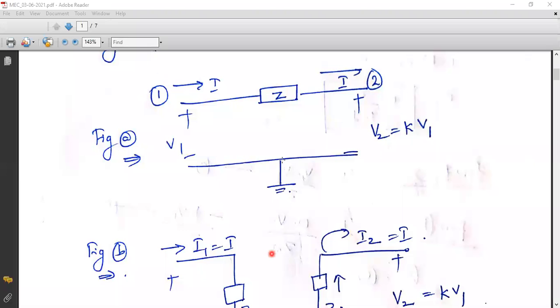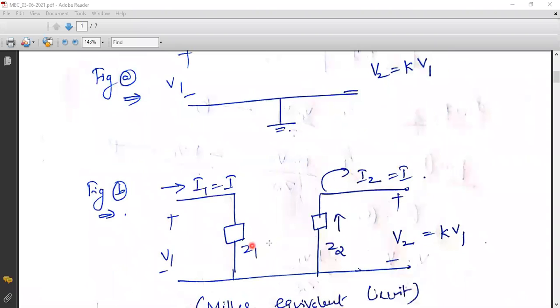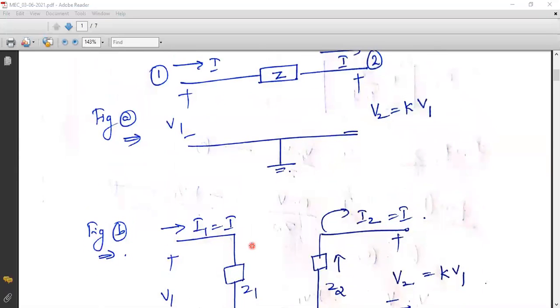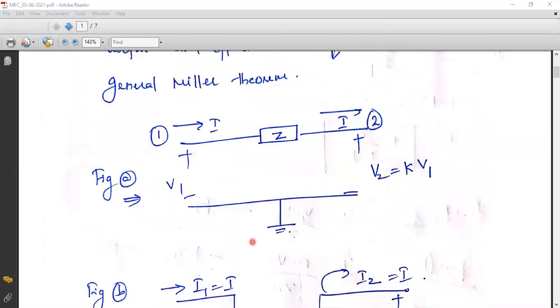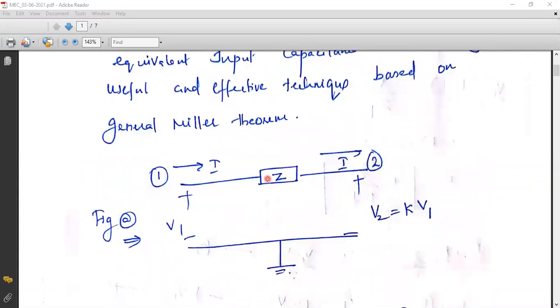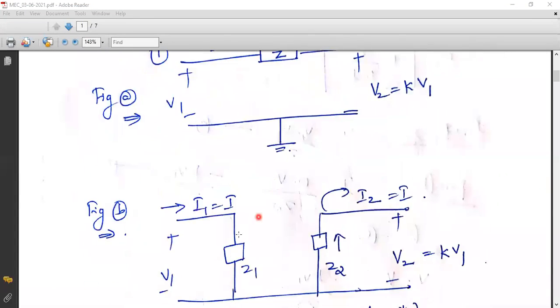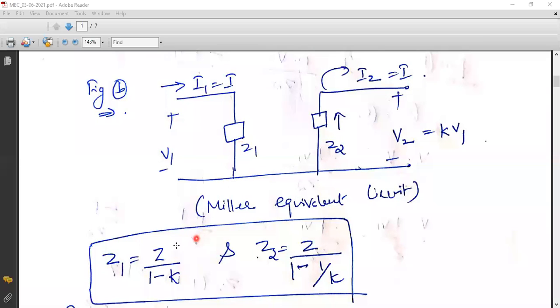Okay, so how we are going to redraw the circuit is, we are splitting this impedance Z into two distinct values Z1 and Z2, which are connected in the parallel arm. Rather than connecting it in the bridging arm, I'm connecting the two impedances in parallel or shunt arm so that it will be easier for the analysis. So that is what the Miller theorem is concerned with. Z is split into Z1 and Z2 such that Z1 is defined by Z divided by 1 minus K and Z2 is defined by Z divided by 1 minus 1/K, where K is the gain or amplification factor.